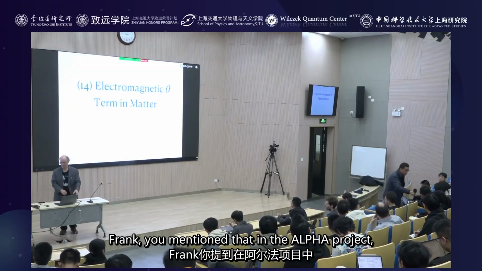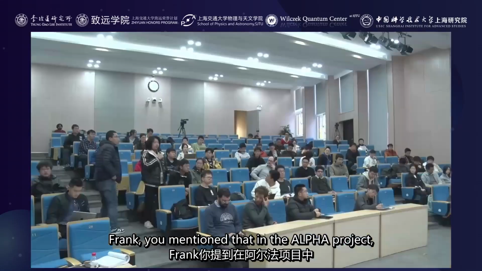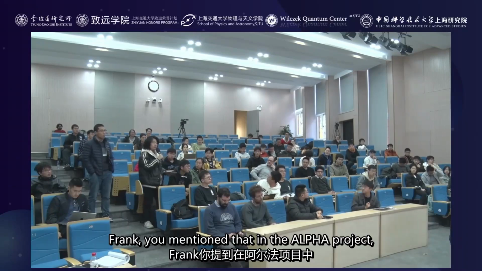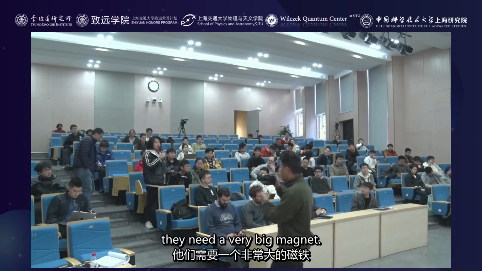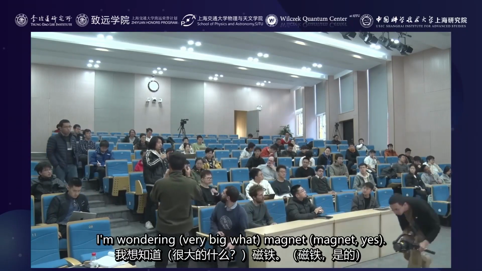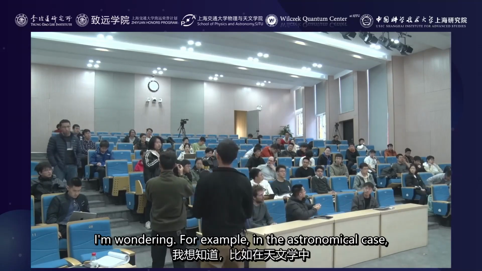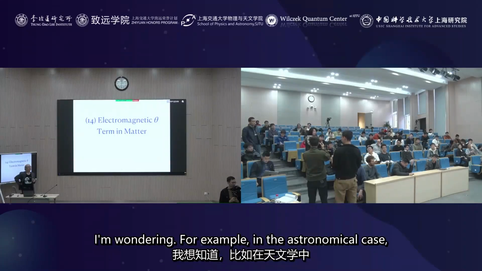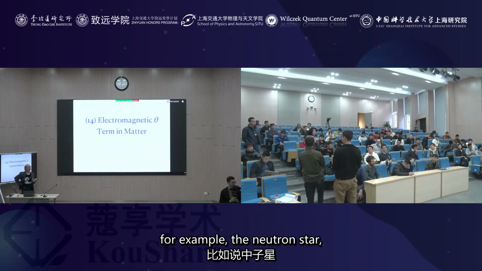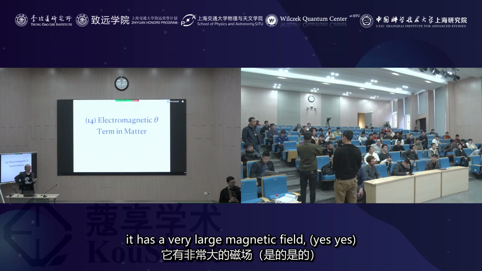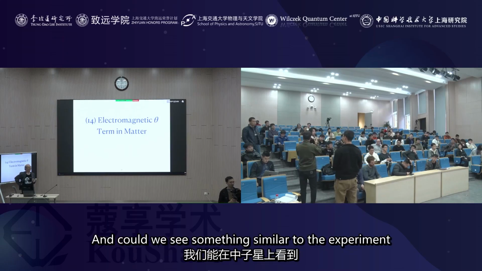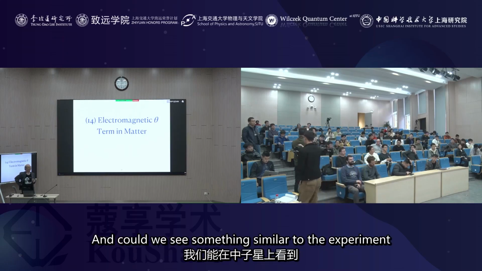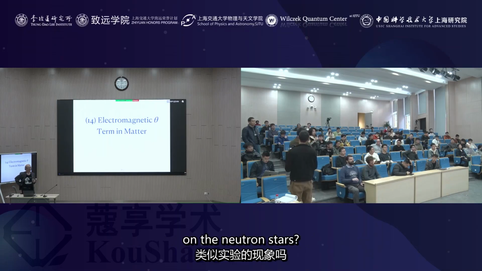Yeah. Frank, you mentioned that in the ALPHA project, they need a very big magnet. I'm wondering, for example, in the astronomical case, for example, the neutron star, it has a very large magnetic field. And could we see something similar to the experiment on the neutron stars?